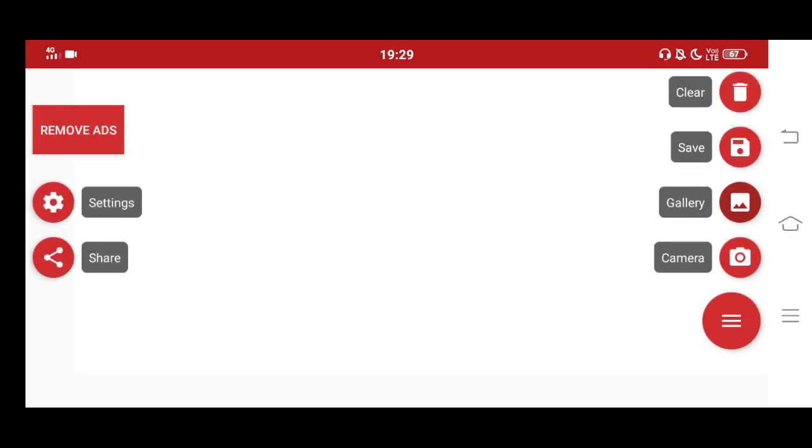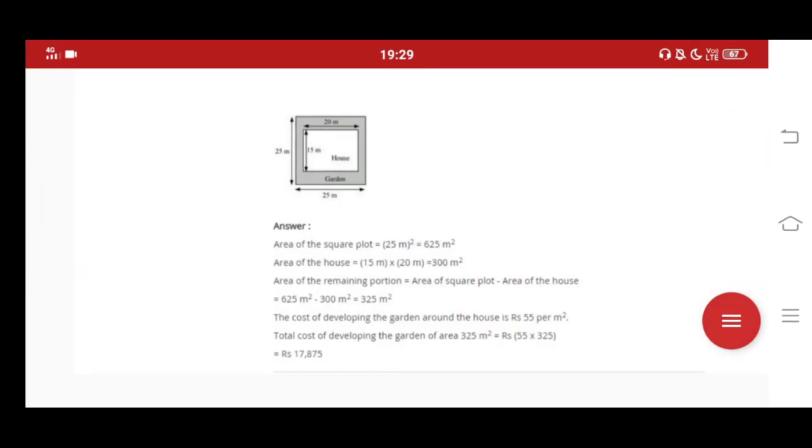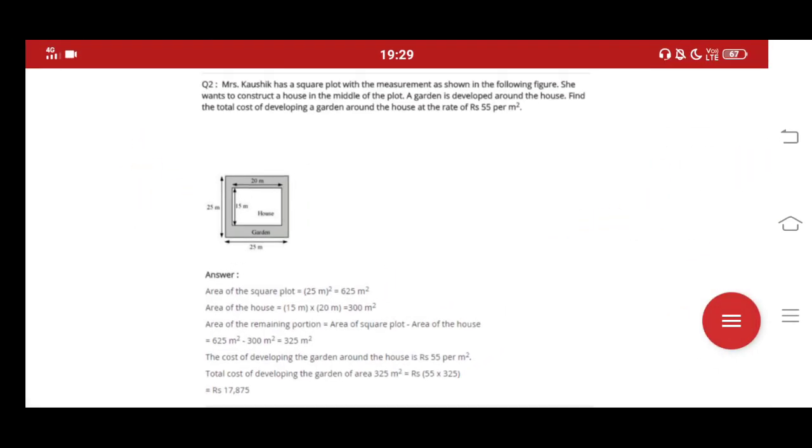Now let us see what is given in question number 2. See here, this is our question number 2. Mrs. Kaushik has a square plot with the measurement as shown in the figure. She wants to construct a house in the middle of the plot. A garden is developed around the house. Find the total cost of developing a garden around the house at the rate of 55 per meter square.